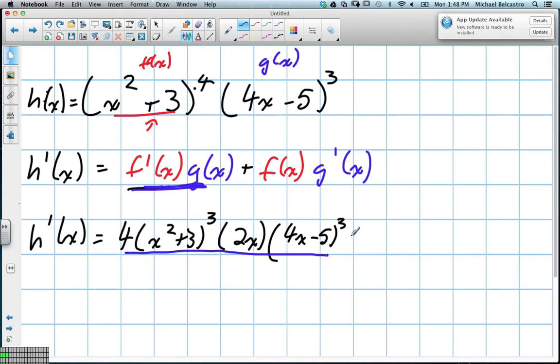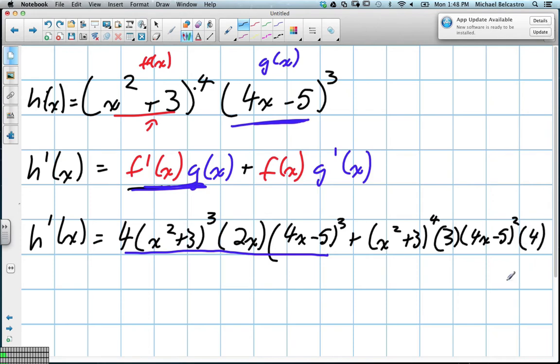Okay. In our second one, we keep the original, which is x squared plus 3 to the power of 4, and we derive our second function here. Well, our second function, the 3 comes down, so multiplied by 3, 4x minus 5 squared, and then we have to derive what's inside of that. What is inside of that? What would the derivative be? Just the value of 4. Great. So there we go. We've written out the derivative. It's now just some simplifying on our part.